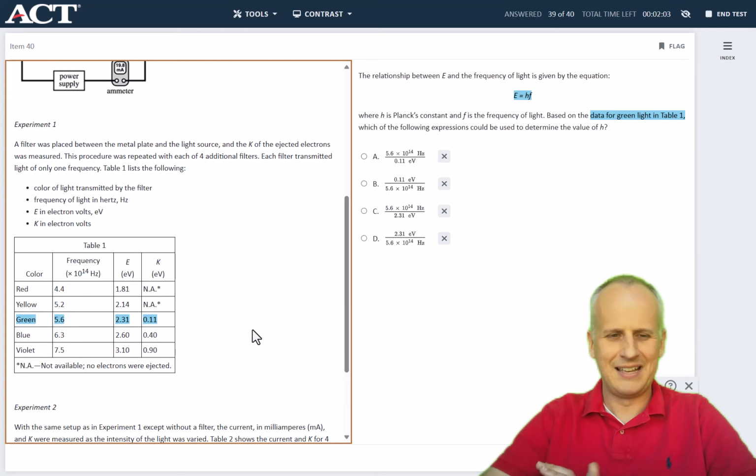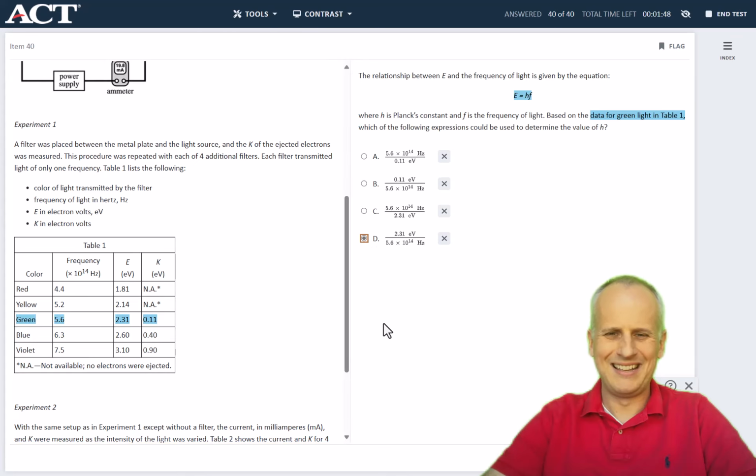And I can actually highlight in the table which of the following expressions could be used to determine the value of h. Well, h is going to be equal to E divided by f. So what's my E? My E is 2.31. Well, only choice D has 2.31 in the numerator of the fraction. Of course, we'd be dividing by the frequency f, which would be 5 times 10 to the 14 hertz. So our correct answer is D.